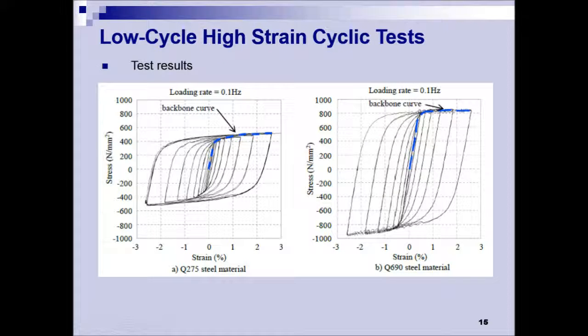Hence, a total of 6 backbone curves were obtained to assess the hysteretic behavior of Q275 steel materials and that of Q690 steel materials. The backbone curves are defined as the traced line of the largest stresses of each low cycle until the completion of tests.